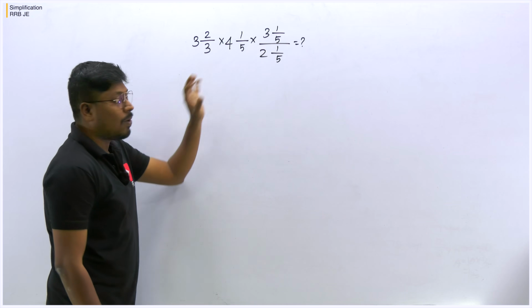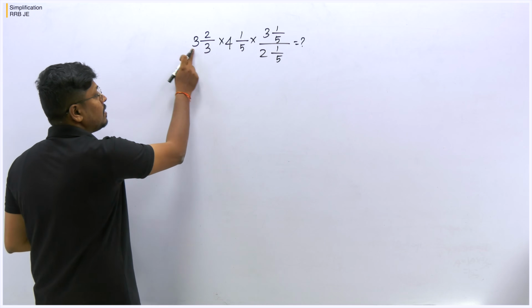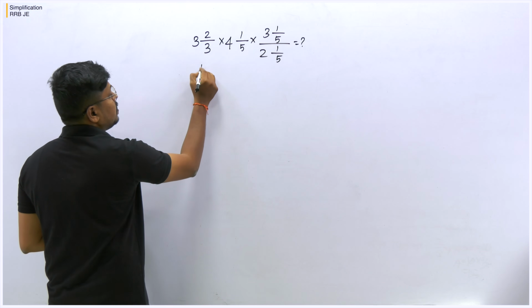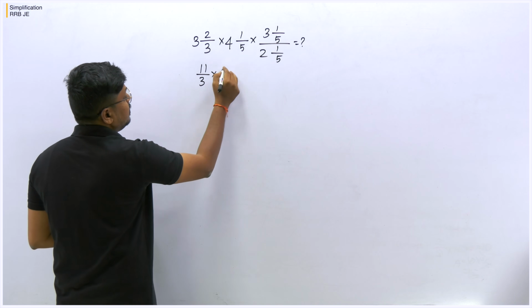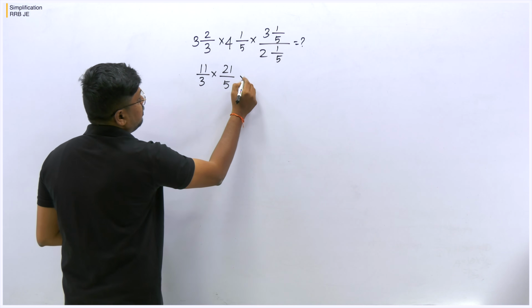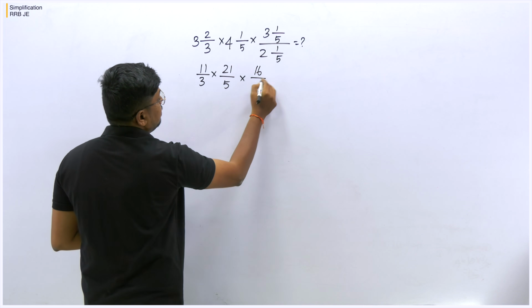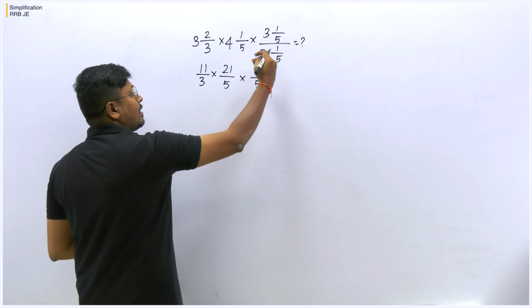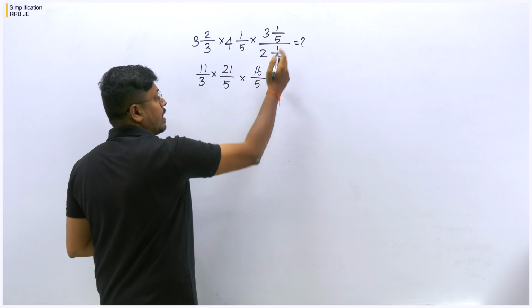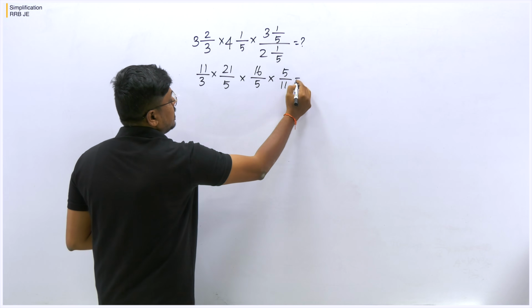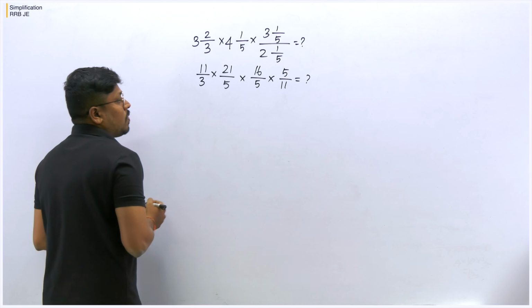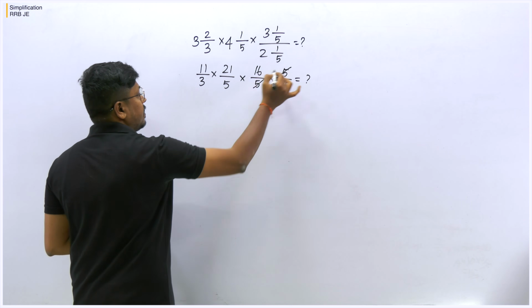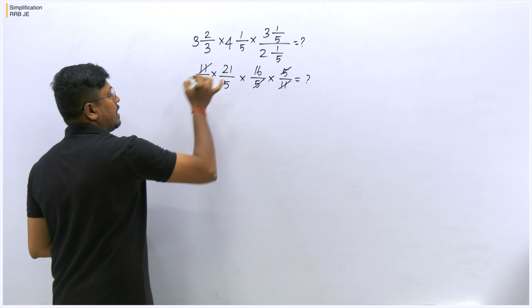First try to convert all the mixed fractions into improper fractions. So 3 3s are 9, 9 plus 2 will be 11, so 11 divided by 3. 4 5s are 20, plus 1, 21 divided by 5. 3 5s are 15, plus 1, 16 divided by 5. 2 5s are 10, plus 1, 11 by 5. When we bring this 11 by 5 towards the numerator, it becomes 5 by 11 is equal to question mark. Now we can cancel 5 and 5 here, and similarly we can cancel 11 and 11 here.